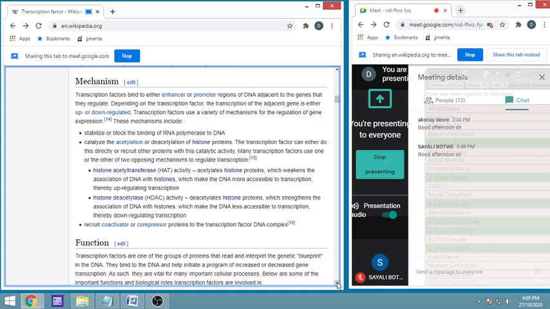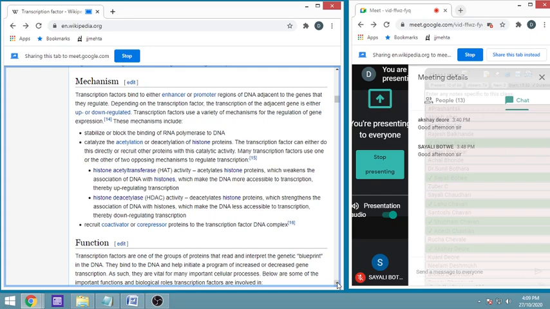Anything can be down regulation and vice versa, where anything which causes the rate to increase from 10 to 15, or the gene expression which was not happening earlier, now they are making it happen, in both cases it is up regulation. What are the mechanisms by which these transcription factors do their job? They stabilize or block the binding of RNA polymerase to DNA. Stabilize means when it is a promoter, and when it is a repressor or suppressor, they will block the binding.